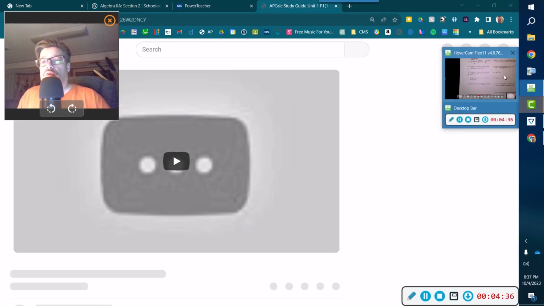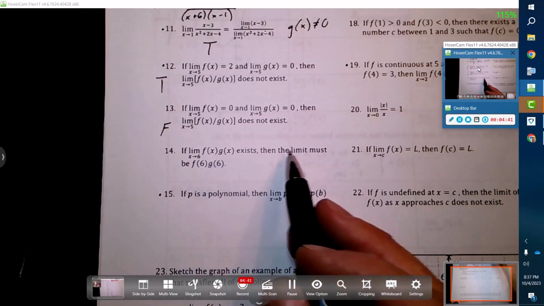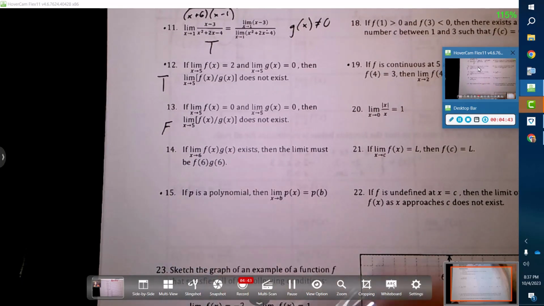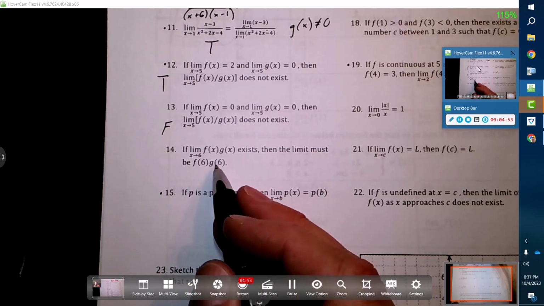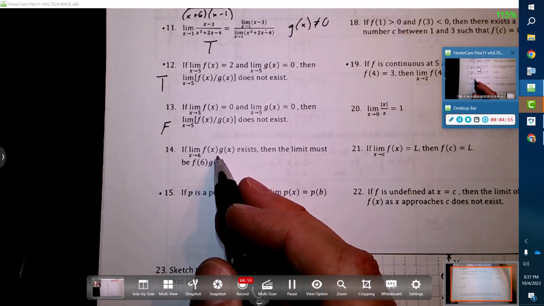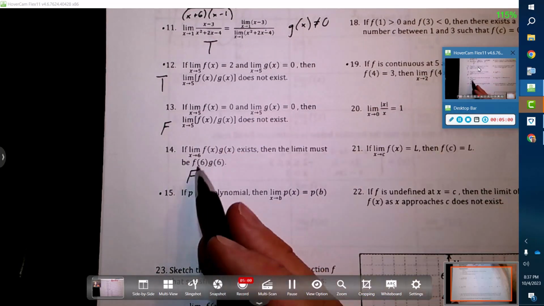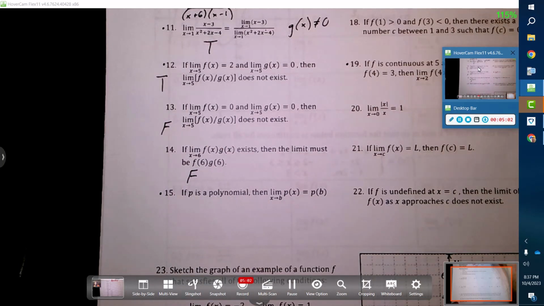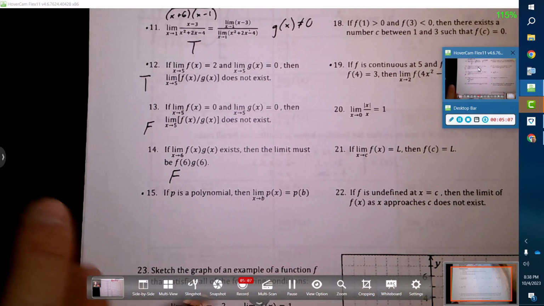Number 14: if this exists as the limit of this product of two functions, let me just close that for a second. If the product of these two functions exists, then I should just be able to plug it in. And what if there are holes? If there are holes there at f of 6, then this might be undefined, but it doesn't mean the limit can't exist. So, again, this is actually false because you can't just always plug things in, as we know. But we're just trying to look for situations where you're trying to find counterexamples.